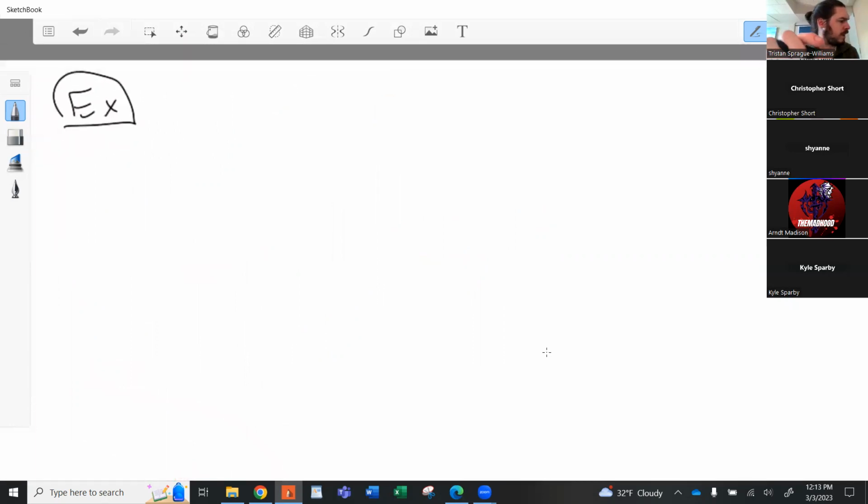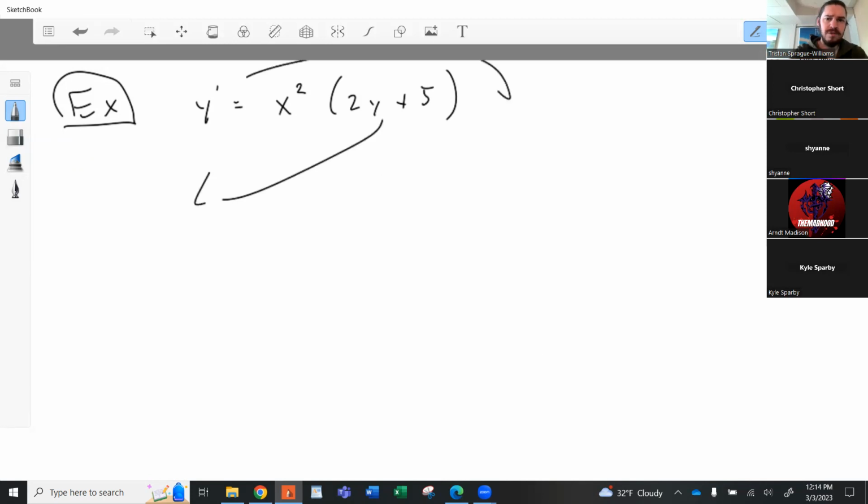Okay, so for this next one, we're going to do y prime equals a function of x, like x squared, times a function of y. Let's do a linear function of y. Take 2y plus 5. Okay, so this is dy over dx, right? So what we're going to do is rearrange things. We're going to divide by this and put the dx over there. So we're going to get 1 over 2y plus 5 dy equals x squared dx.